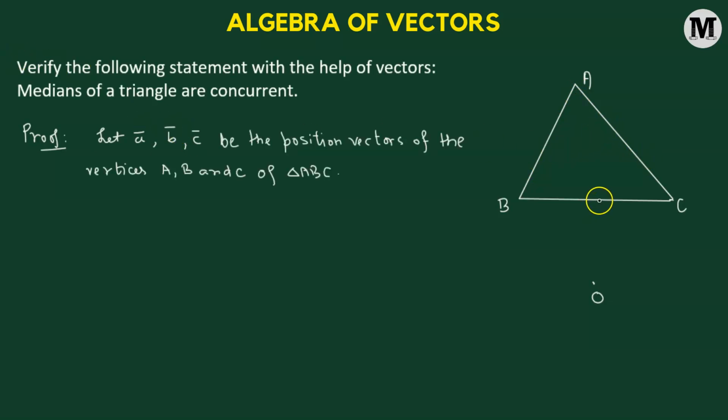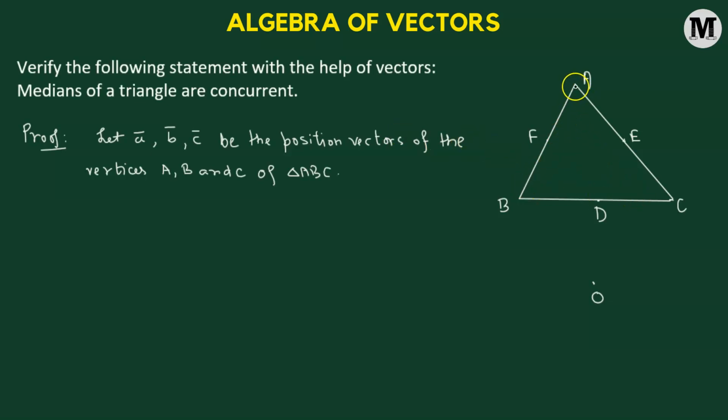Now we'll be considering three points. Let's consider the point D. D is going to bisect the side BC. And then we have the point E. E bisects the side AC. And then we have the point F. F is going to bisect the side AB of the triangle ABC.